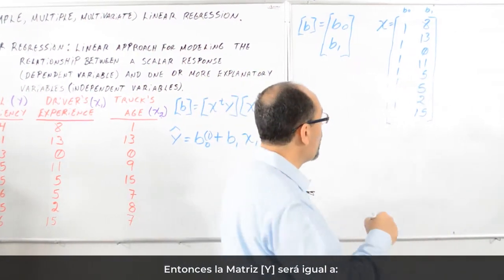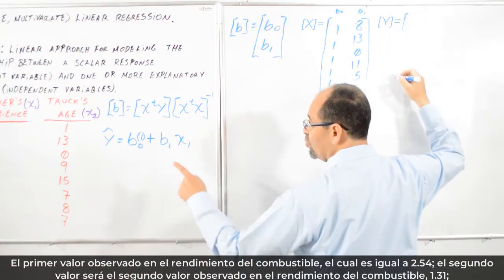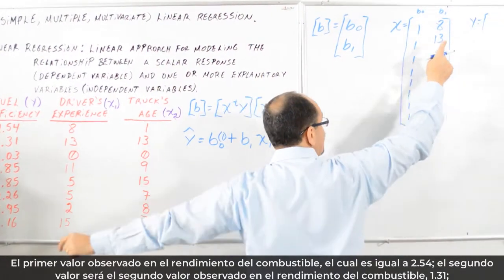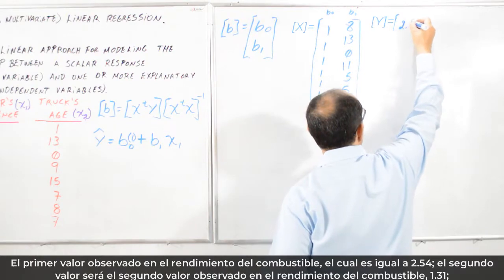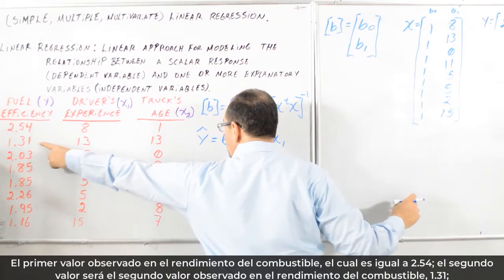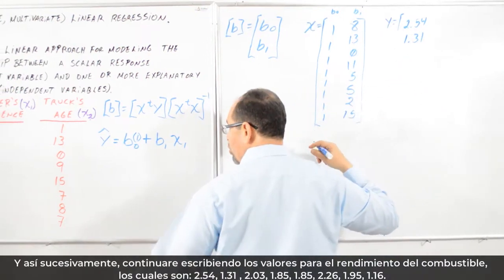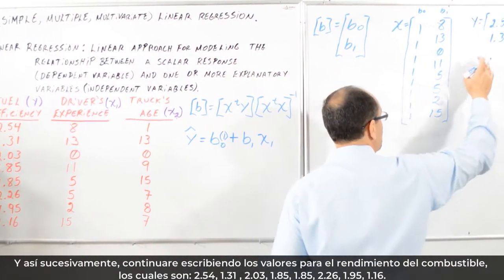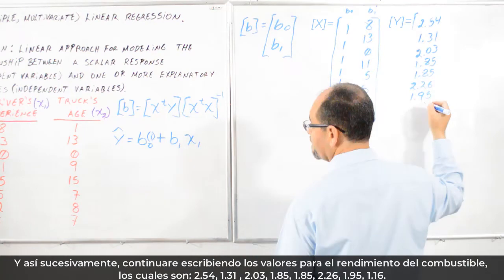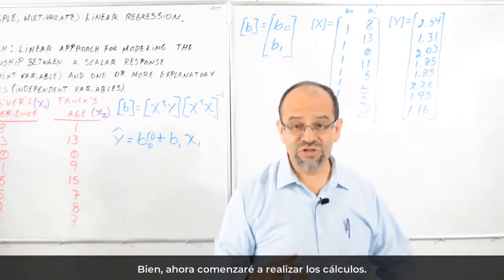So matrix Y will be equal to the first value of fuel efficiency, which is 2.54, and that will be the first value, 2.54. The second value will be the second observed value for fuel efficiency, which is 1.31. And so on. I will continue writing the rest of the data for the fuel efficiency. Okay? Well, now I will start doing the calculations.